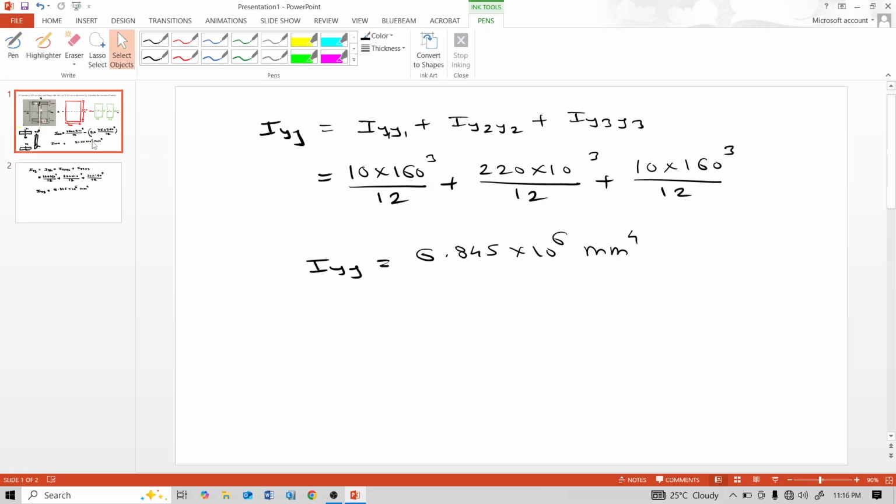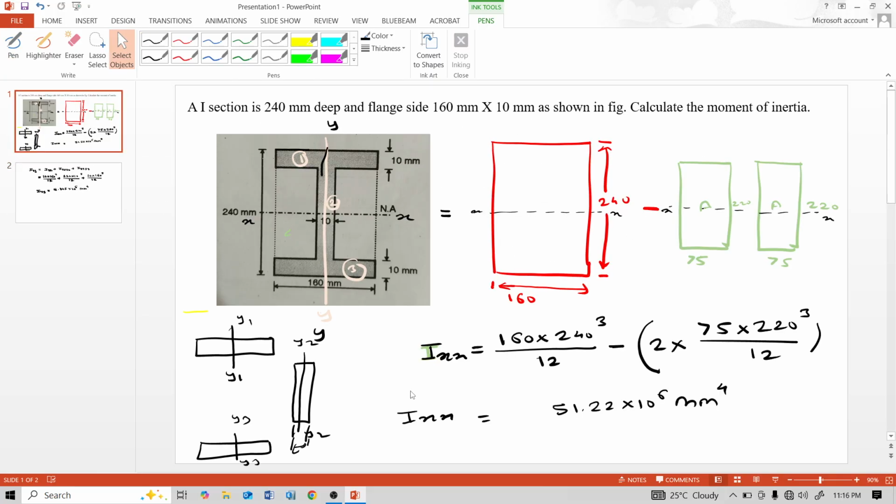This is IYY and this is IXX. IXX is the greater value, 51.22 into 10 raised to 6 mm raised to 4. That means the XX axis moment of inertia is greater and the YY axis moment of inertia is smaller. Thank you very much.